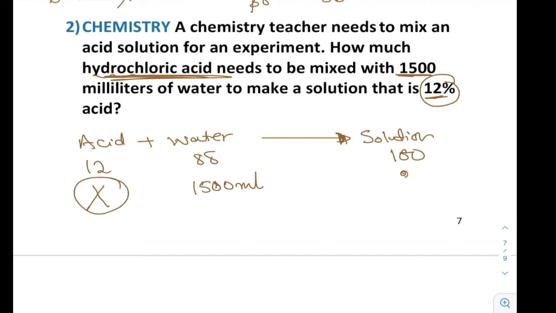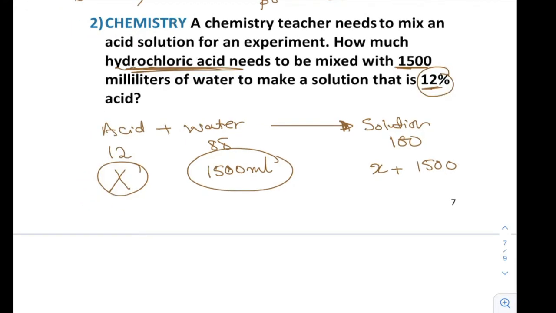Since X is an input, plus 1,500 milliliters is another input, the output should be X plus 1,500. Okay, very good.